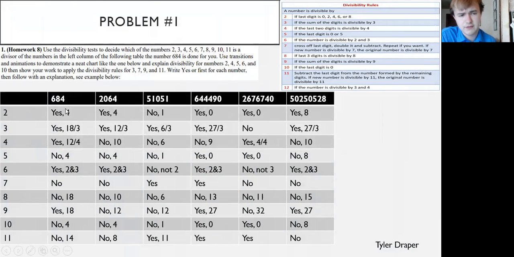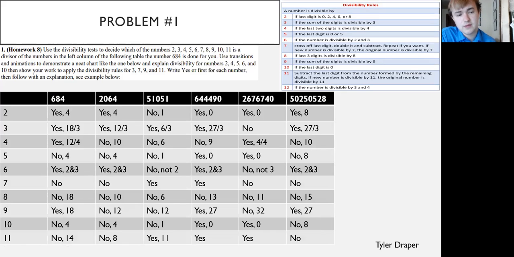684 is divisible by 2. It ends in a 4. If a number ends in 2, 4, 6, 8, or 0, it's divisible by 2. To determine 3, we will add up all the numbers. So 6 plus 8 plus 4 equals 18. That is divisible by 3, so yes.